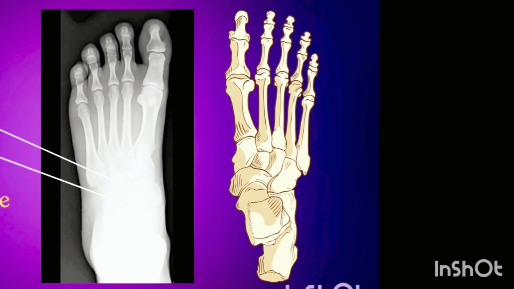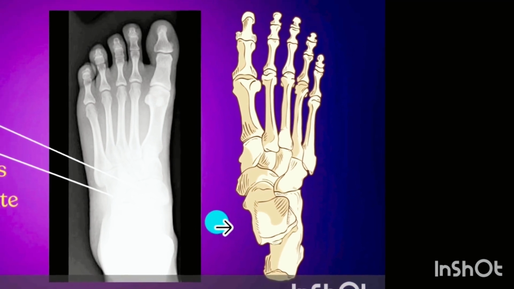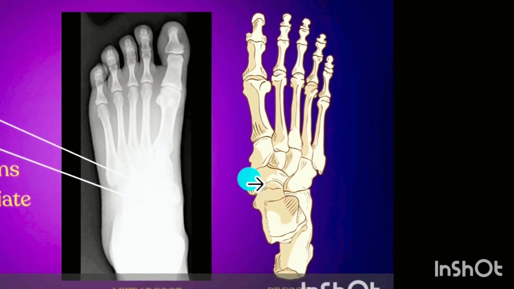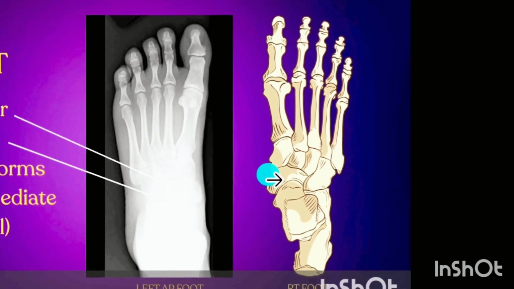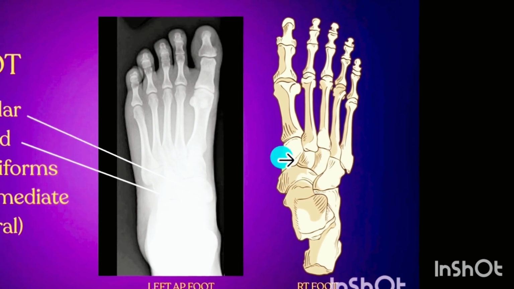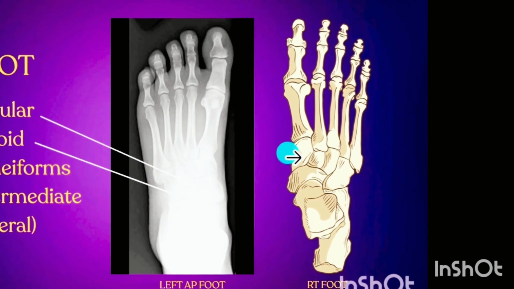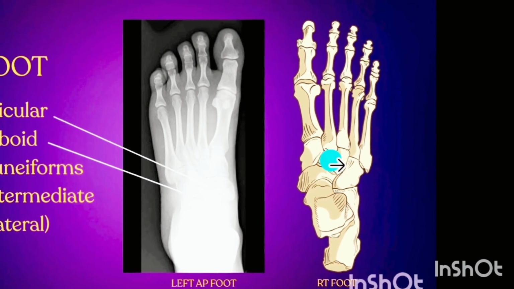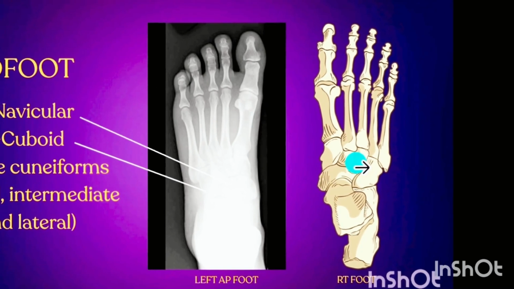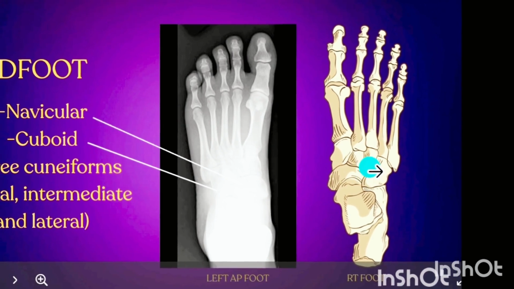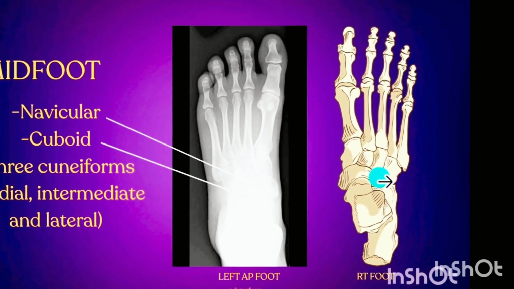So the midfoot is made up of the navicular, the cuboid, and the three cuneiforms, which are the medial, the intermediate, and the lateral. In this example, you can see this is a left AP foot and this is a right AP foot. The navicular bone is going to articulate posteriorly with the talus bone as well as the calcaneus. And then anteriorly, the navicular is going to articulate with those three cuneiform bones: the medial, the intermediate, and the lateral. Sometimes they can also be referred to as the first, second, and third cuneiform. You'll also see the cuboid bone, which is here, that is seen laterally on the foot.